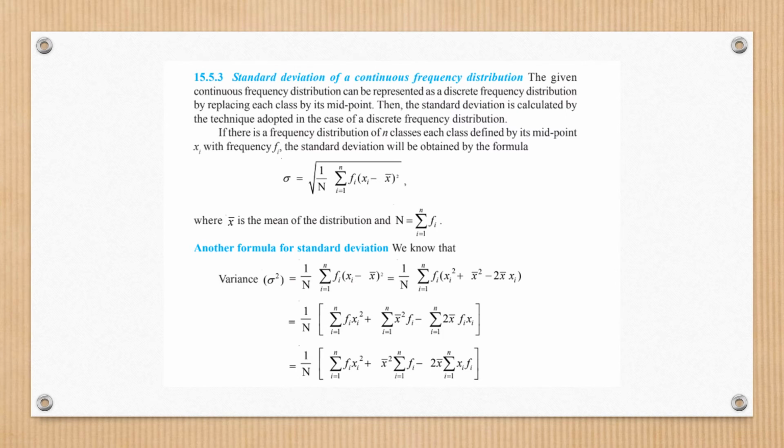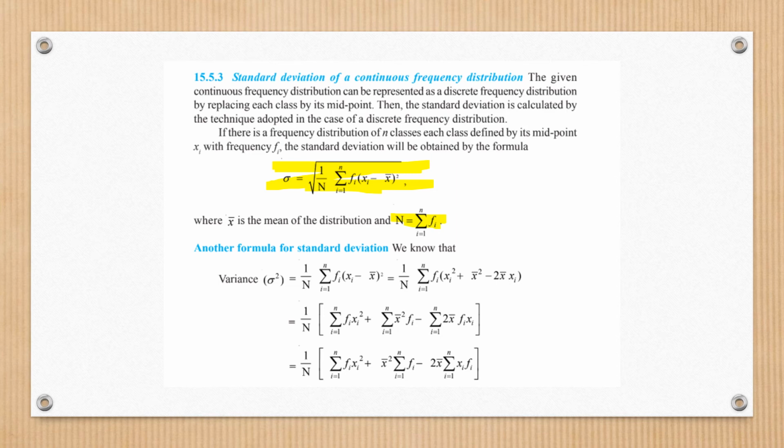So standard deviation for a continuous frequency distribution is given by this formula: square root of 1 upon n times summation fi times (xi minus x bar) whole square, where n is your summation fi.